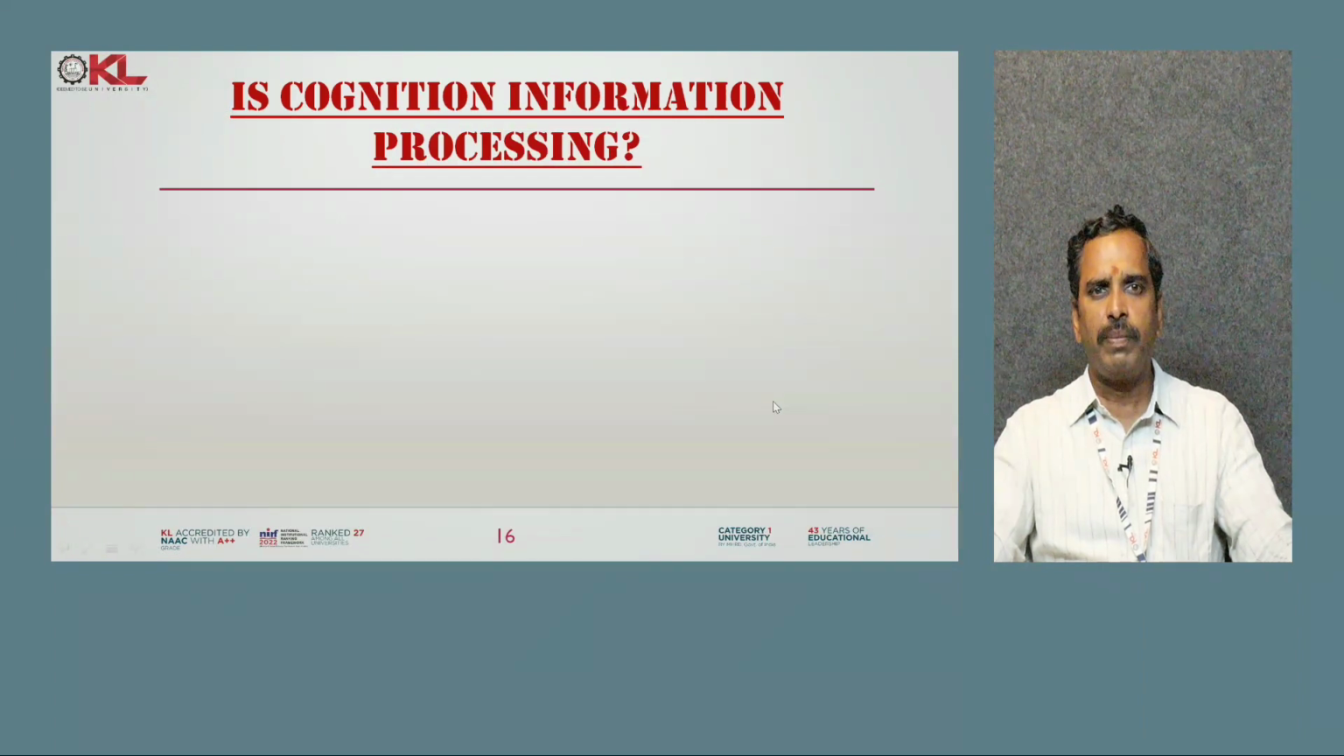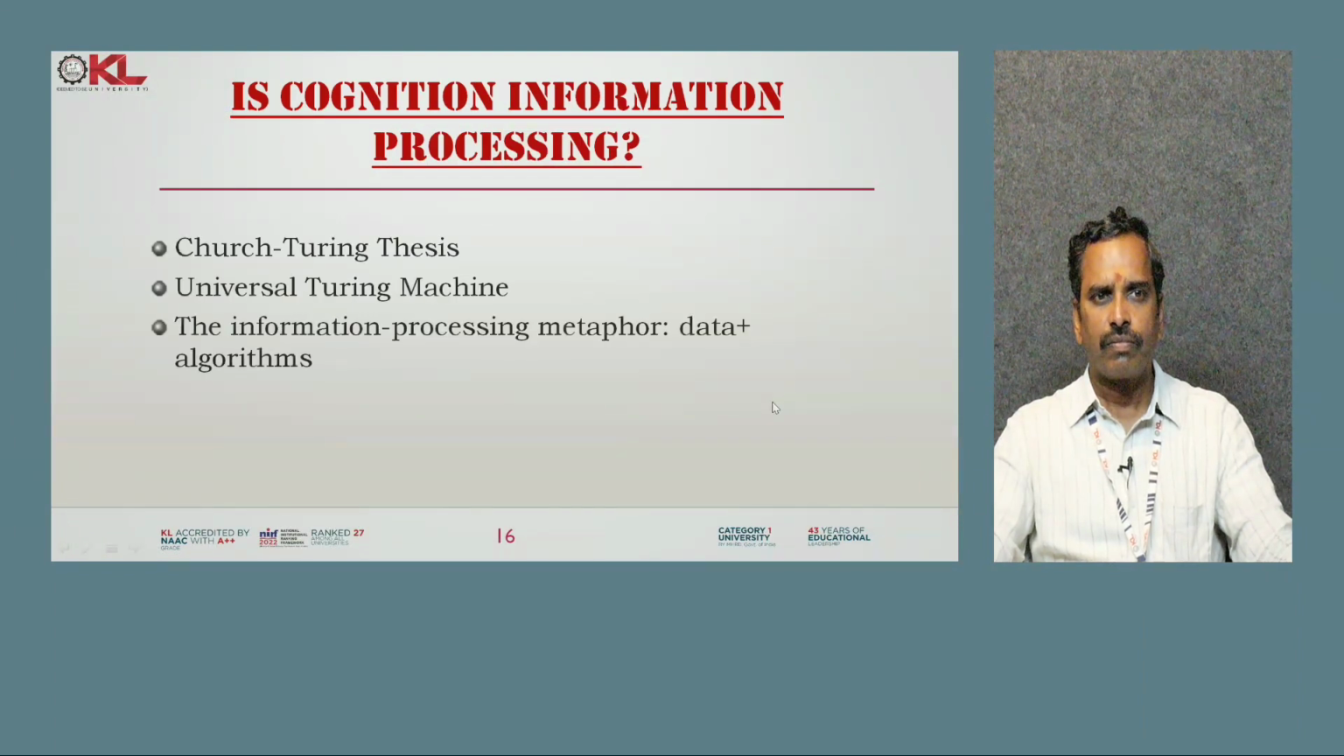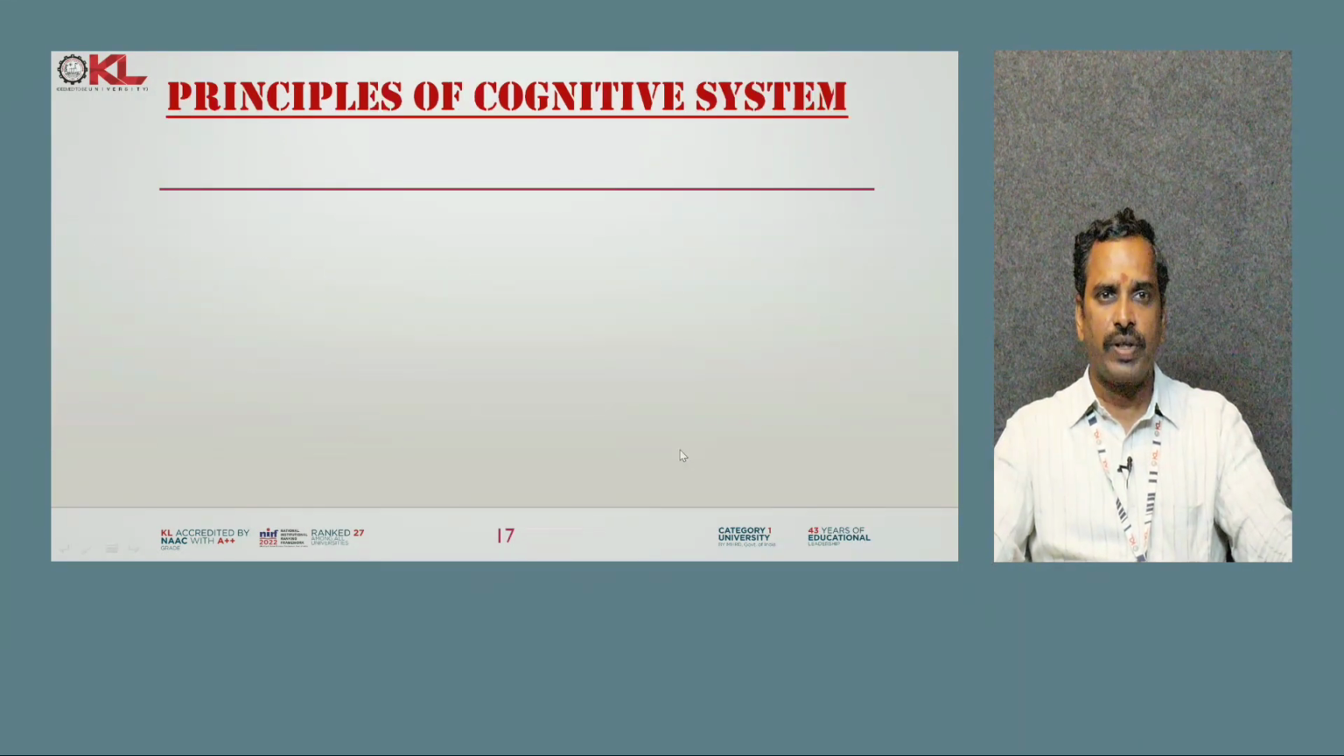Is cognition information processing? Yes. Church-Turing thesis, universal Turing machine, the information processing metaphor, which is a combination of data and algorithms. As you know, data is a collection of raw facts. Information is processed data. Algorithms are step-by-step sequential procedures, which can be represented in English-like language or pseudocode.